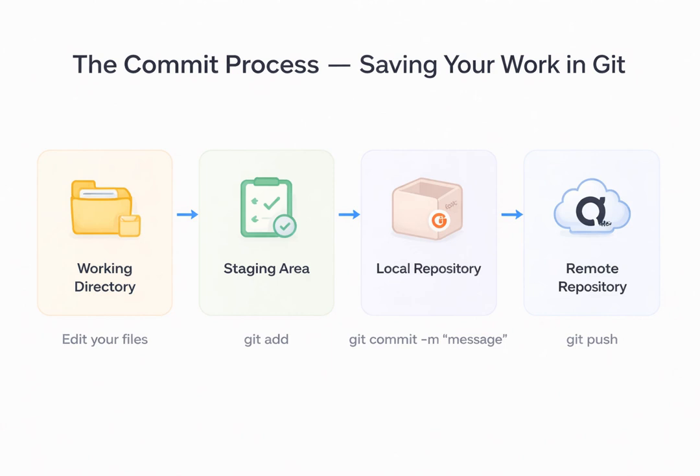Third, there is the local repository. When you run git commit, you are permanently saving a snapshot of those staged changes into your local Git history. And fourth, there is the remote repository on GitHub. When you run git push, you are sending your committed changes up to GitHub so your team can see them.